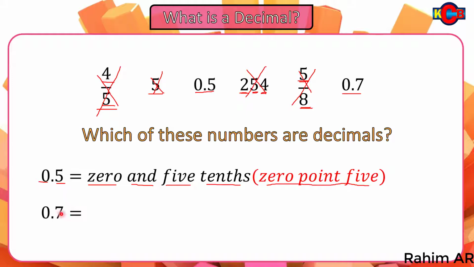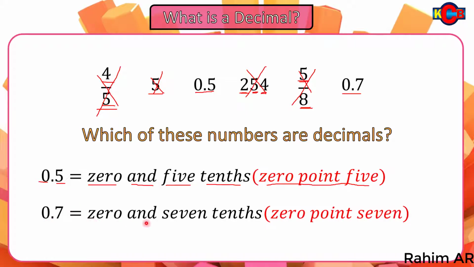Next, this is 0 and 7/10. We have 0 here and then we have 7 here. 0 and 7/10. A casual way to say this number is 0.7. So usually we just say it as 0.7 casually.